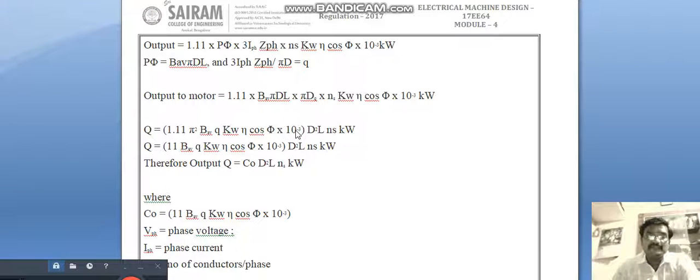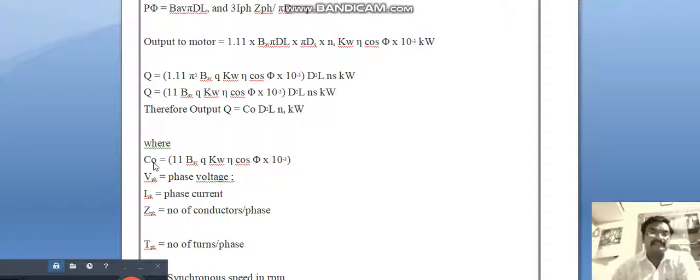This term we consider as the coefficient of the output equation: 1.11 pi squared B av q Kw eta cos phi into 10 to the power of minus 3. Therefore the output Q is equal to C naught D squared L ns kilowatt, where C naught is the output coefficient of the motor, equal to 1.1 pi squared B av q Kw eta cos phi into 10 to the power of minus 3.